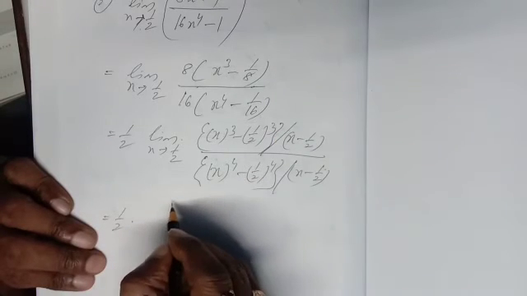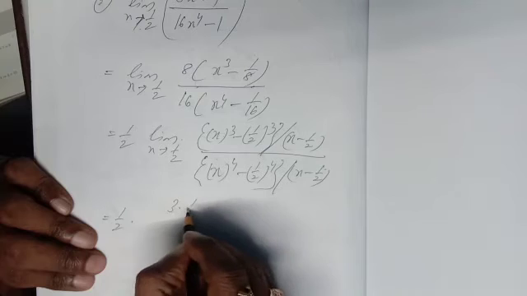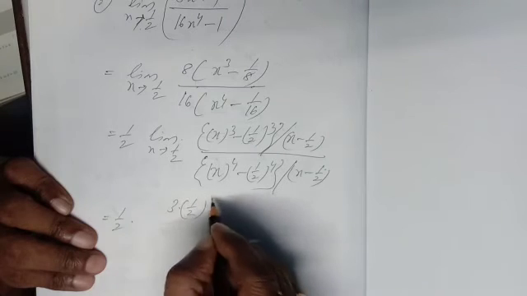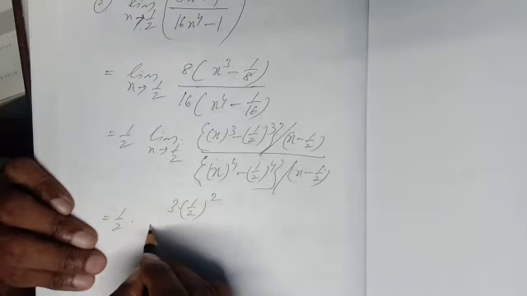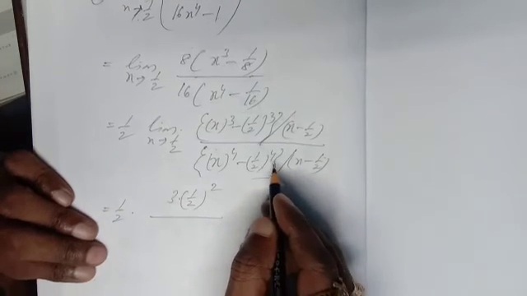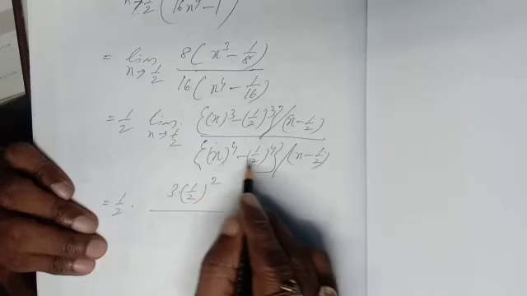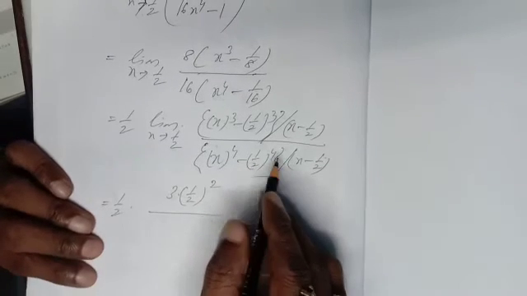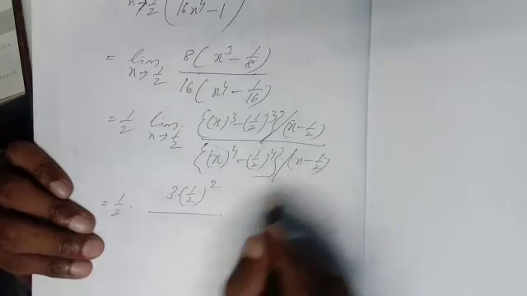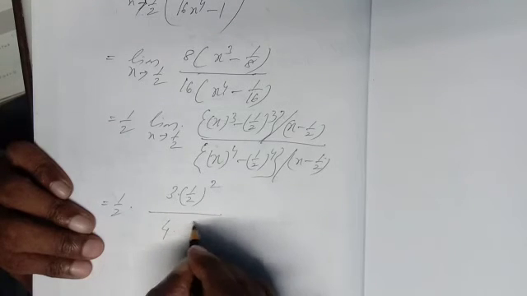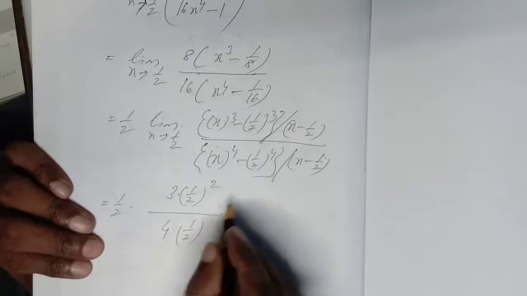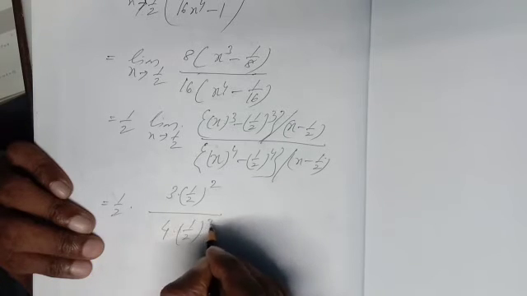The answer will be n, n means here 3, into a to the power n minus 1, a means here 1 by 2, so (1 by 2) to the power 3 minus 1, that will be 2. And the denominator part will be the same thing: limit x tends to half, (x to the power 4 minus (1 by 2) to the power 4) by (x minus 1 by 2). The answer will be n, n means here 4, into a, a means here 1 by 2, to the power 4 minus 1, that is 3.